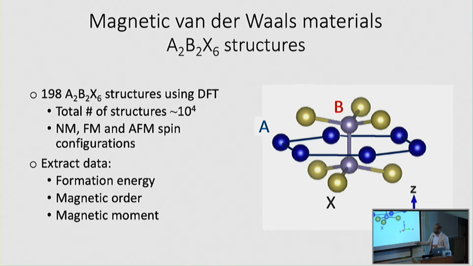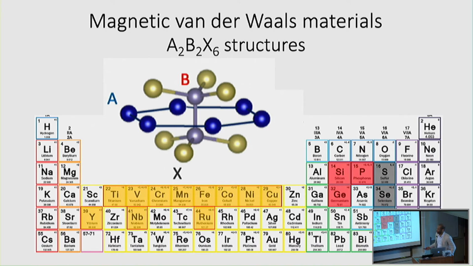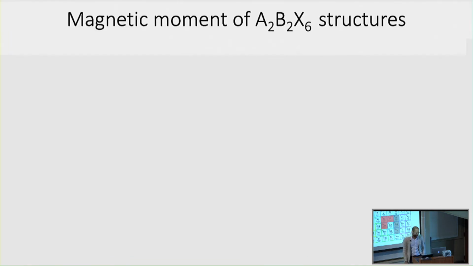I looked at different magnetic configurations, anti-ferromagnetic and ferromagnetic, and extracted things like formation energy and the magnetic moment. And I'll focus just on the magnetic moment, which is the degree of how magnetized, how much something can become magnetized. To give you an idea, I would take this structure and replace at these sites different atoms coming from these regions of the periodic table. If you do this, you get about 200 structures, or 198.